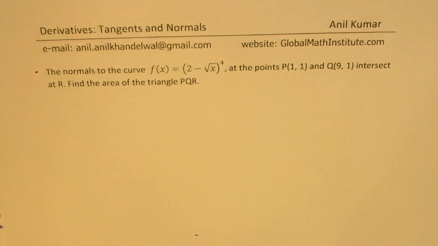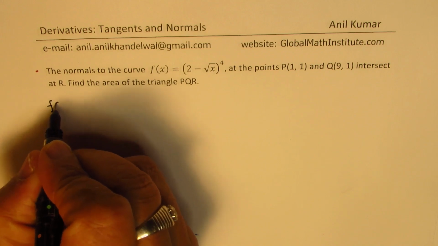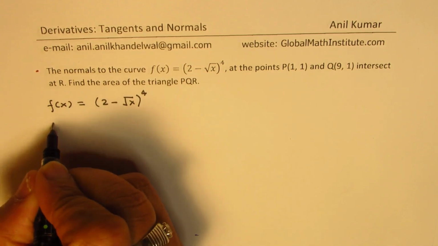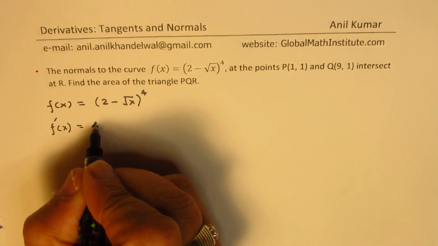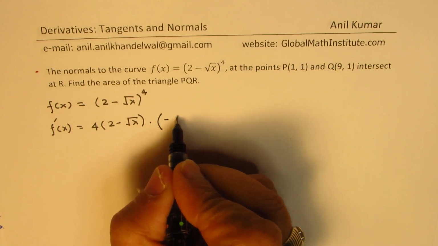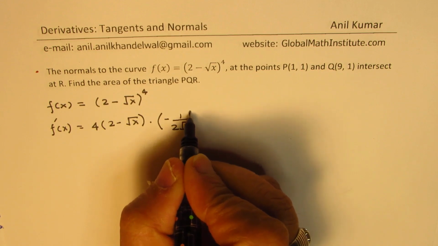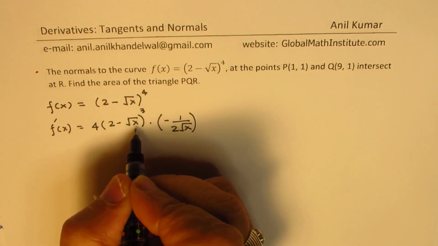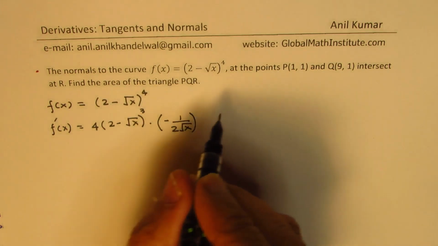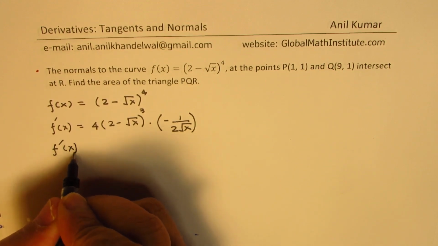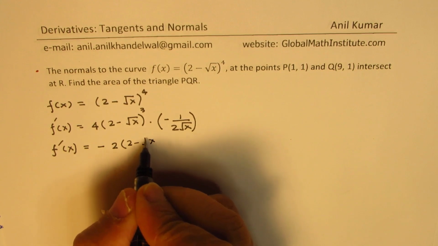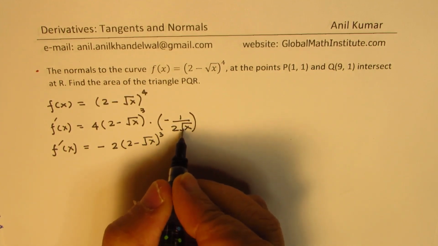So let's first find the equation of normals in this case. We are given the function f of x equals (2 minus square root of x) to the power of 4, right? The derivative of this function, f dash x, is what? 4 times (2 minus square root of x) cubed times the derivative of the inside function, which is minus 1 over 2 square root x, right? Perfect. To find the equation of normals, let's find the slope at the given points. So we will simplify this derivative. We get minus 4 divided by 2, which is 2, times (2 minus square root of x) whole cube, divided by square root of x. Let me write it here.